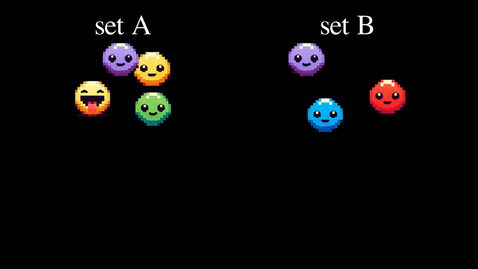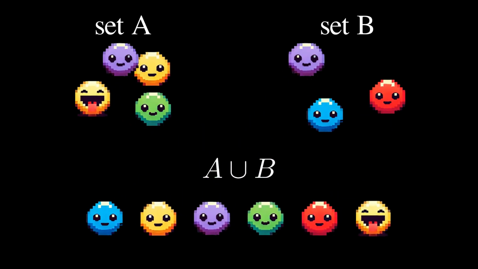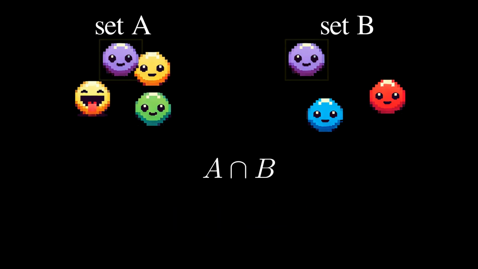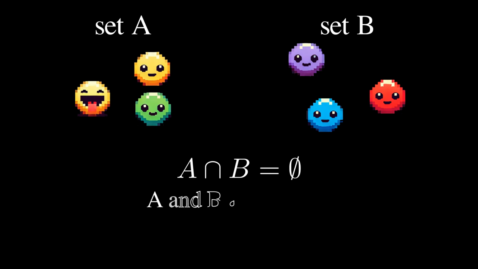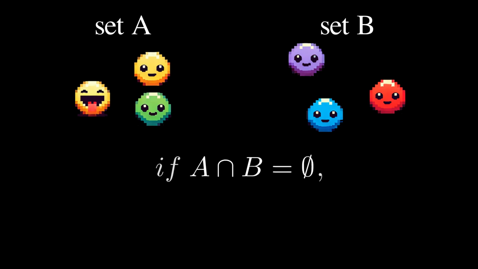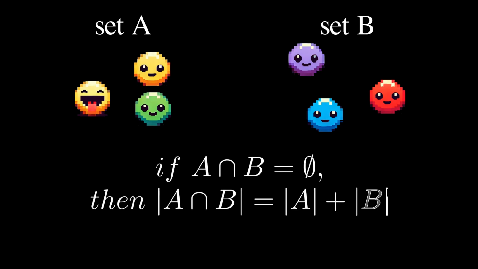We can take the union of two sets, which means we gather all the elements from both sets. We can also find their intersection, that is, the elements that both sets have in common. If two sets do not share any elements at all, we say they are disjoint. And here comes an important rule. If two sets are disjoint, we can determine the number of elements in their union simply by adding the sizes of the two sets. This is called the rule of sum.